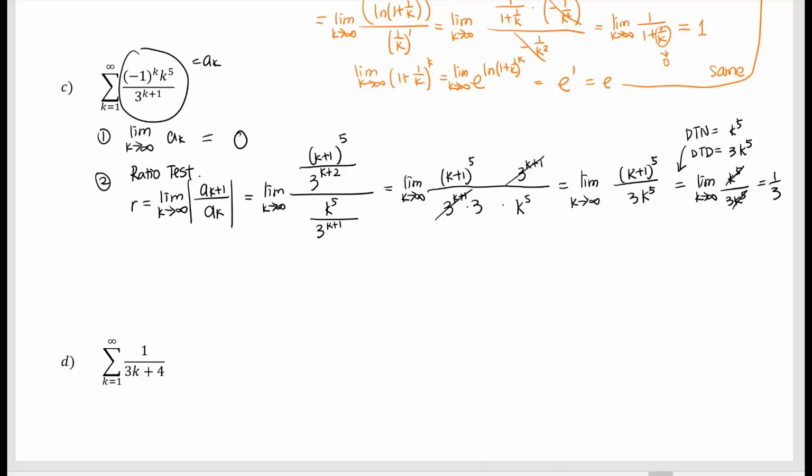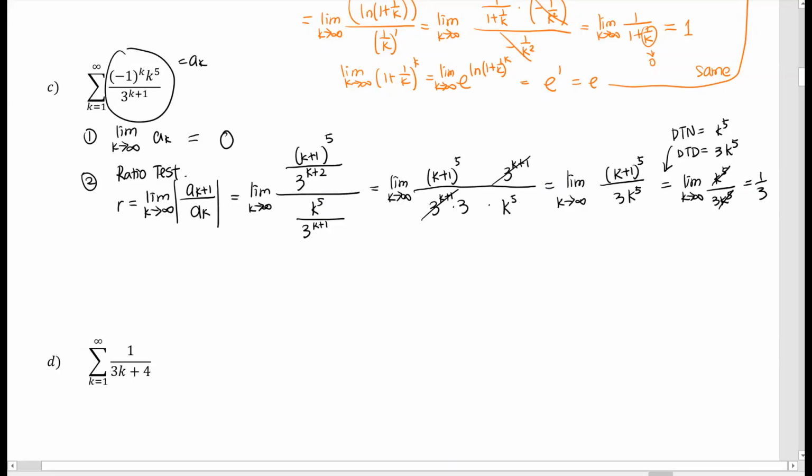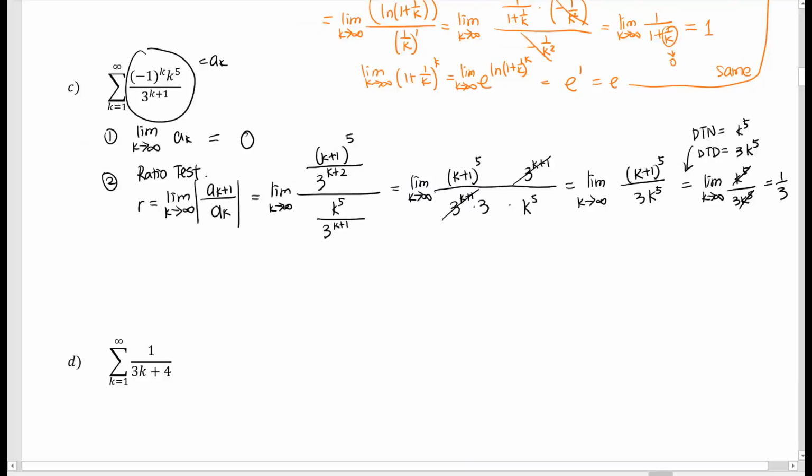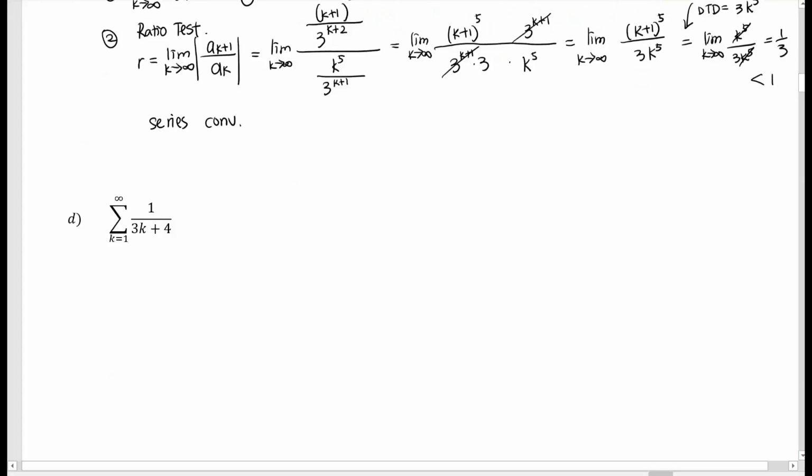1 over 3, I ran out of space. 1 over 3 is less than 1. So if our ratio is less than 1, what do we say about the series? Yes, the series converges by the ratio test. Do you get the same answer? All right, let's continue.